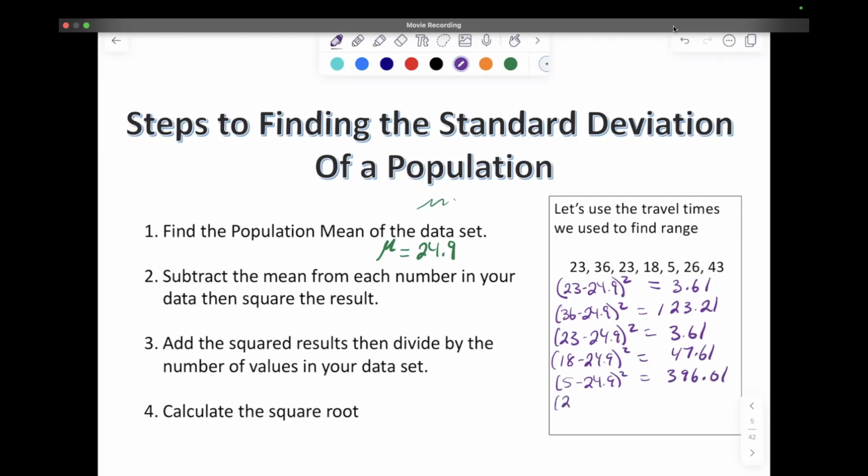Just imagine if you had a data set that was like 30 numbers long. This would not be fun. You have to do this with every single number? Every single number. Don't worry, you're going to get a calculator function here pretty soon.